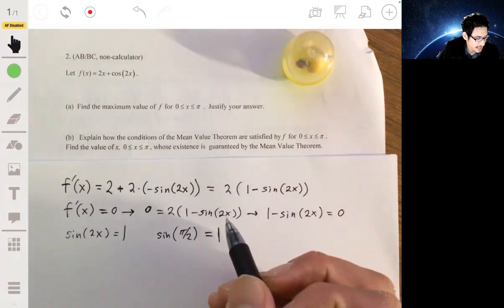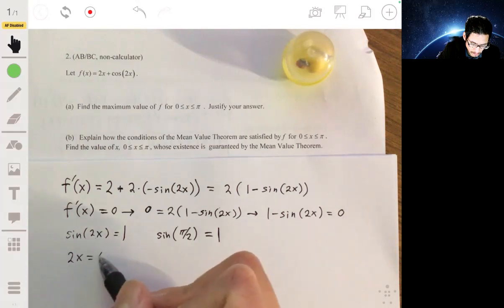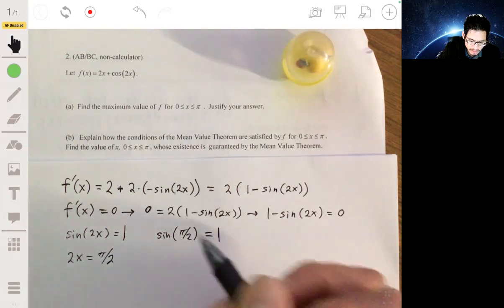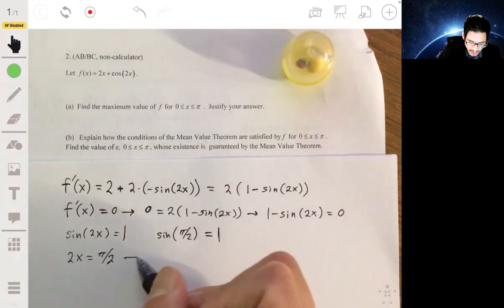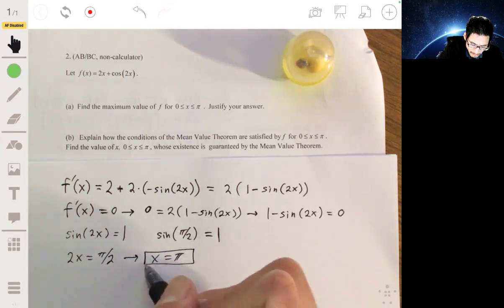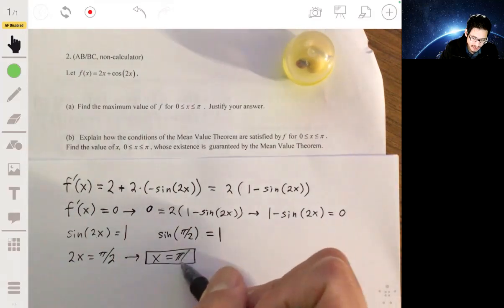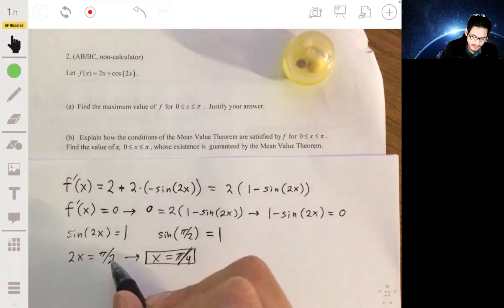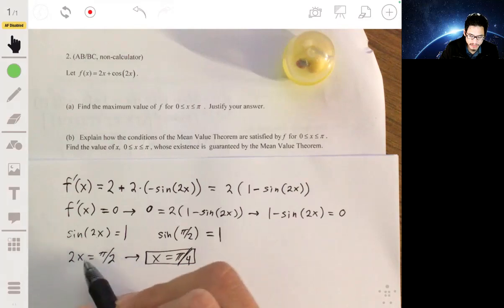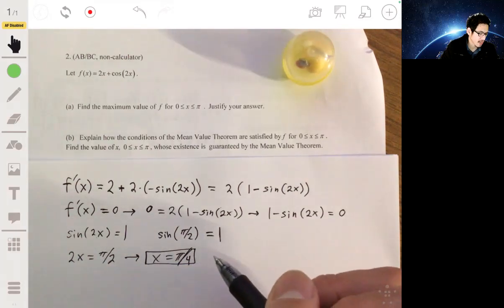So what we do then is make 2x equal to pi over 2. And then we solve for x. And so then x is pi. No, x is not pi, x is pi over 4. My algebra was wrong. Multiply or divide both by 2, or multiply this by 1/4. Okay, so we have one critical value at x is pi over 4.